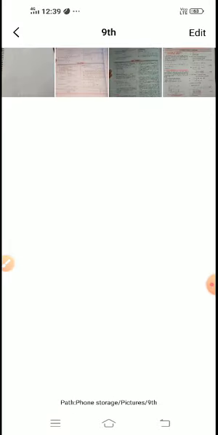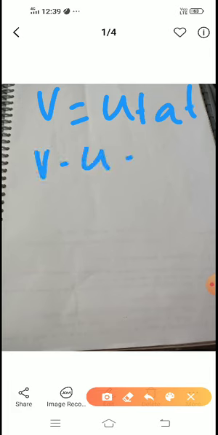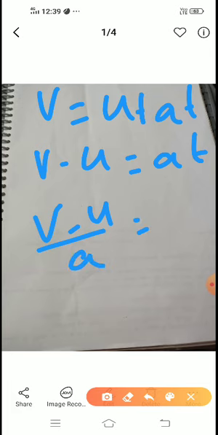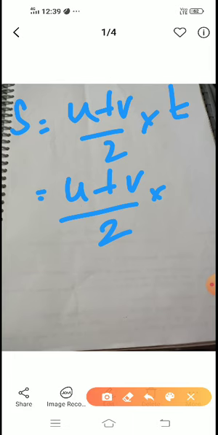I'll tell you again. How to get this time formula? V is equal to u plus at. Therefore v minus u is equal to at. V minus u divided by a is equal to t. I got this formula. Now I'm going to substitute here. So s is equal to u plus v by 2 into t, that is, u plus v by 2 into v minus u divided by a.